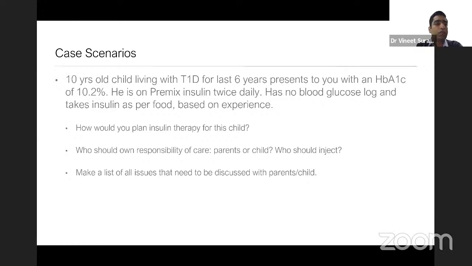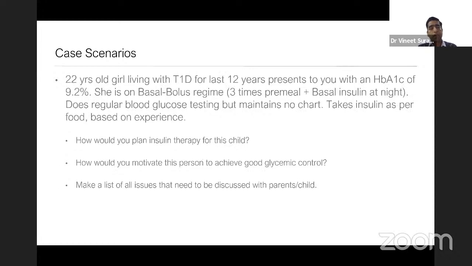Now, who should own the responsibility of the care, whether it is the parents or the child who would take the responsibility of his own care, and who should inject the insulin? And secondly, we need to make again the list of all issues that need to be discussed with the parent and child.